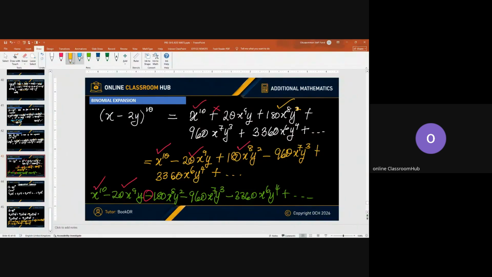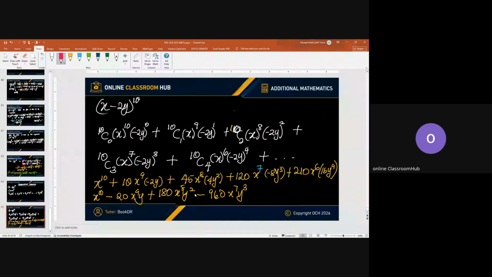So the answer here will be wrong because of the positive. And this one will be accepted. And this one is accepted. Good. Then our last term is 210 times 16. 210 multiplied by 16. And that is 3,360. It is positive. So plus 3,360. X raised to the power 6. Then y raised to the power 4. Good. So let's check who had it.